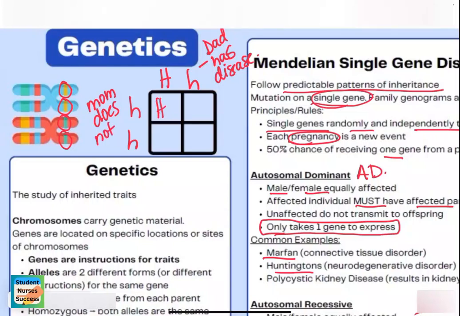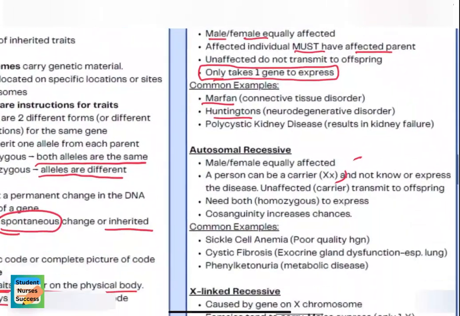When we do the Punnett square, what we will see is a 50% chance that any baby will have Huntington's because it only takes one gene to express it, and a 50% chance they will not. So again, mom doesn't pass that on, but dad does in this case.